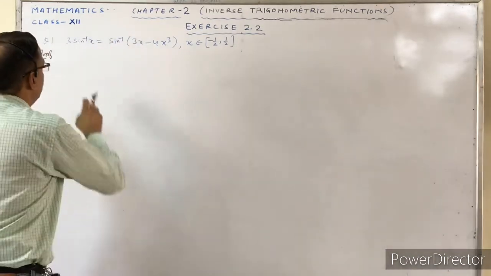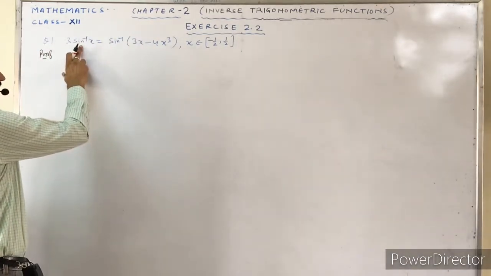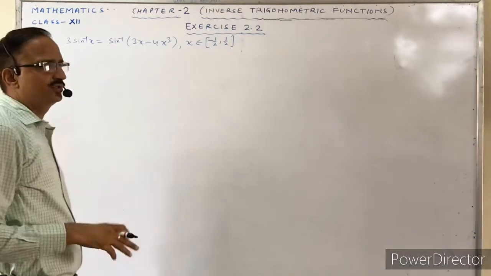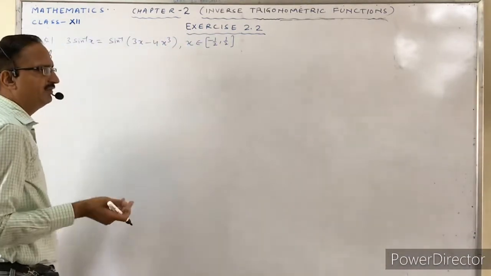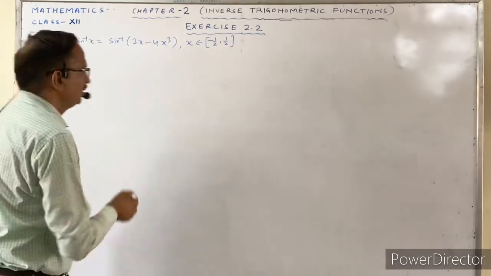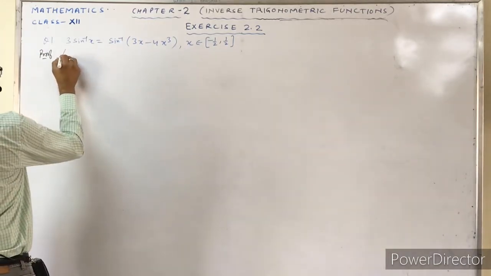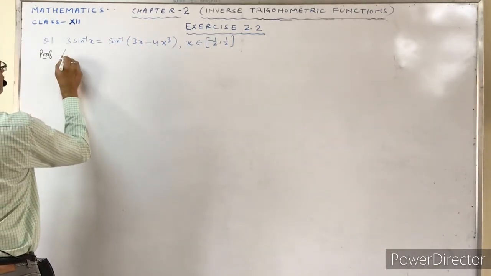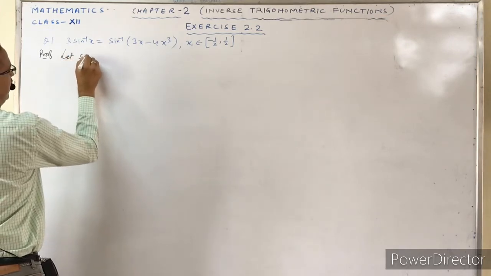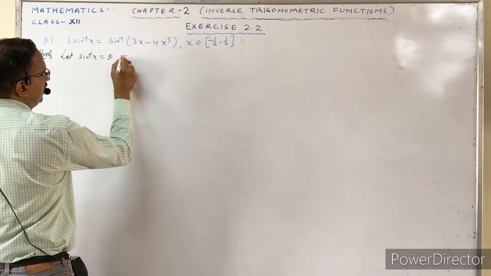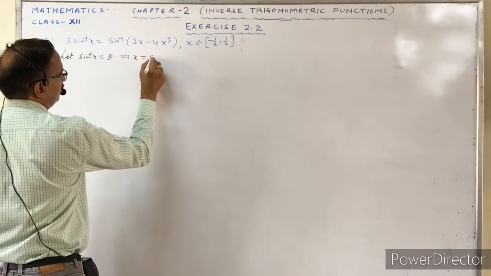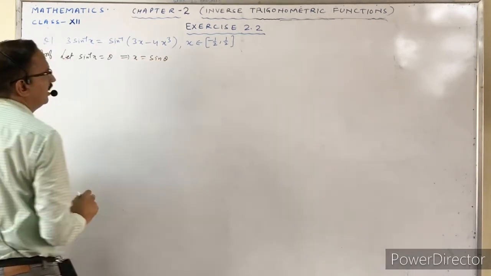Or look at this left hand side. In this we have sine inverse x. So let sine inverse x equals to theta. In both the ways we will get the same result. So I am considering let sine inverse x equals to theta. Then from this we can write x equals to sine theta.